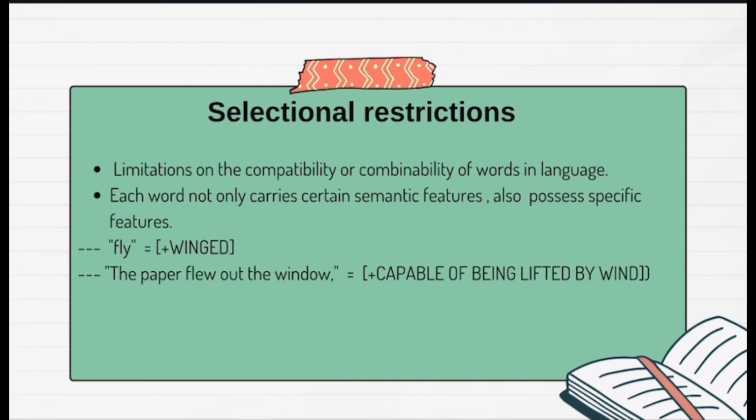For example, fly typically requires a subject with the feature winged. Still, in non-literal usage, one may say the paper flew out the window, where the subject paper doesn't possess the expected feature. In such cases, one can either broaden the selectional restriction, positive, capable of being lifted by wind, or acknowledge that prototypically the verb fly requires a winged subject.